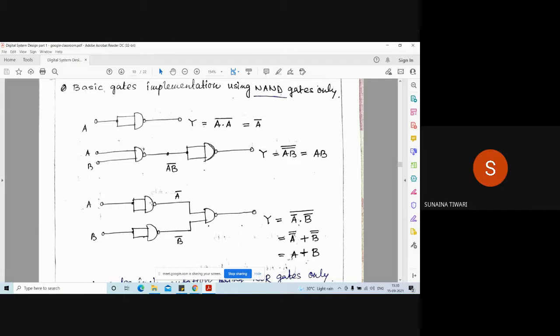So in this way, with the help of two-input NAND gates, we can implement the OR gate. So using NAND gate, we can implement NOT gate, AND gate, and OR gate. That's why NAND is known as a universal gate.